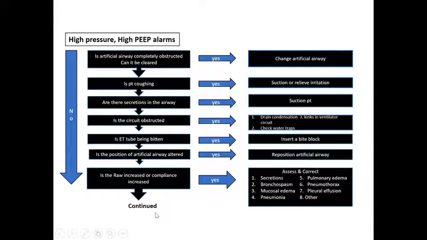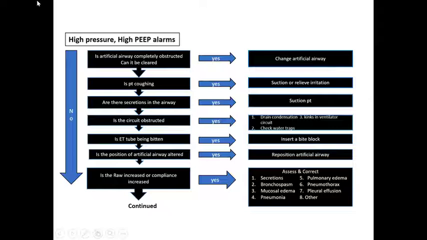If the circuit is obstructed, make sure the circuit trap has been removed. If the ET tube is bitten, that means the patient is consciously biting the ET tube. If the patient is biting, use a mouth guard or a bite block. If the position of the artificial airway is altered, that is, you are pushing the airway too deep, reposition the airway.